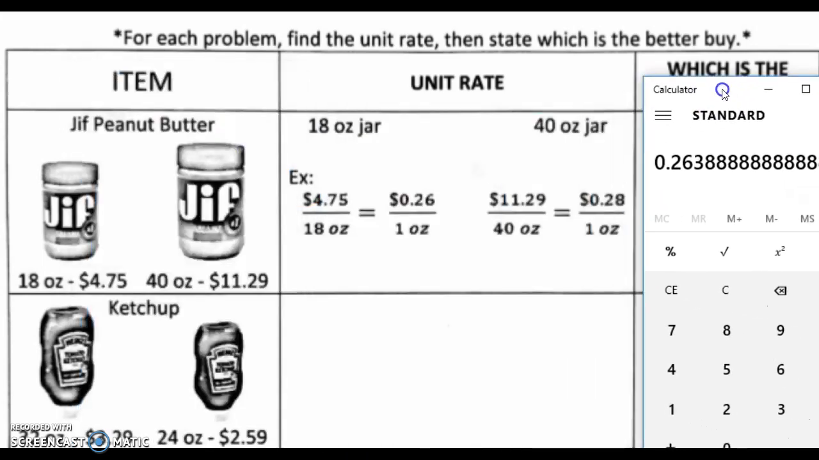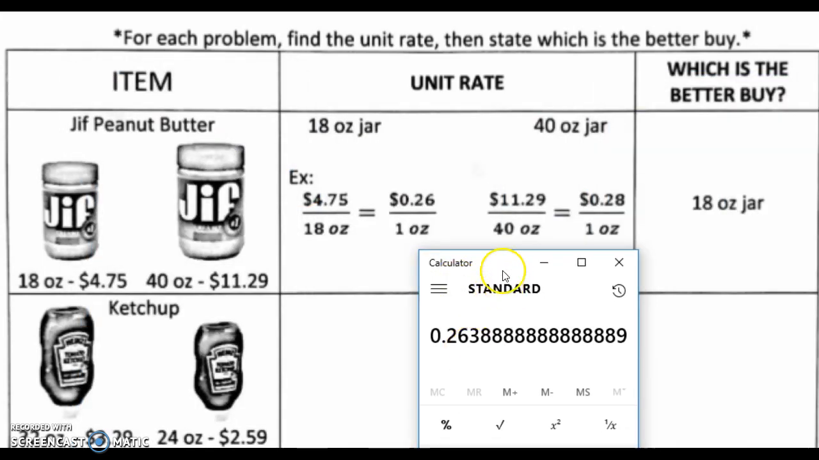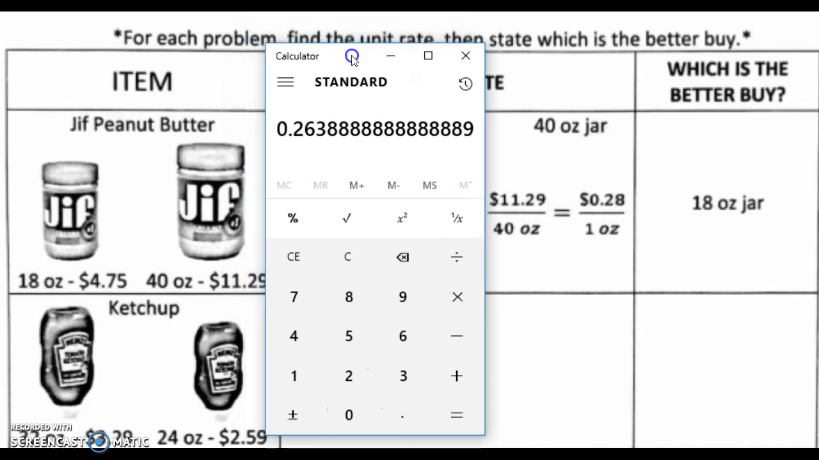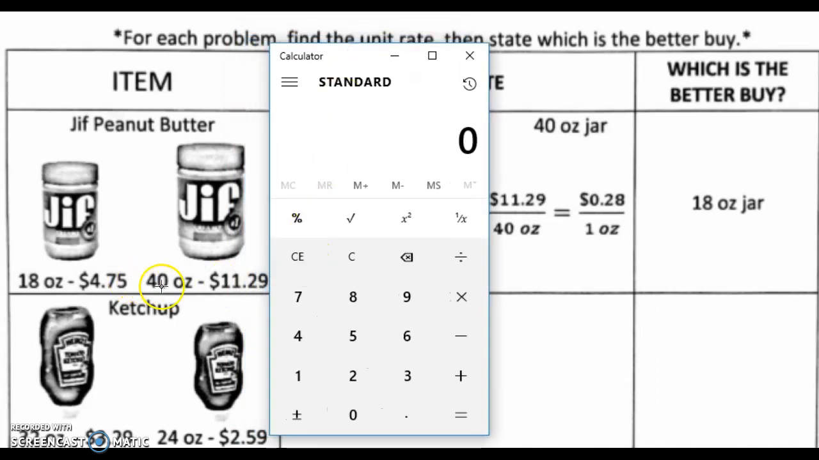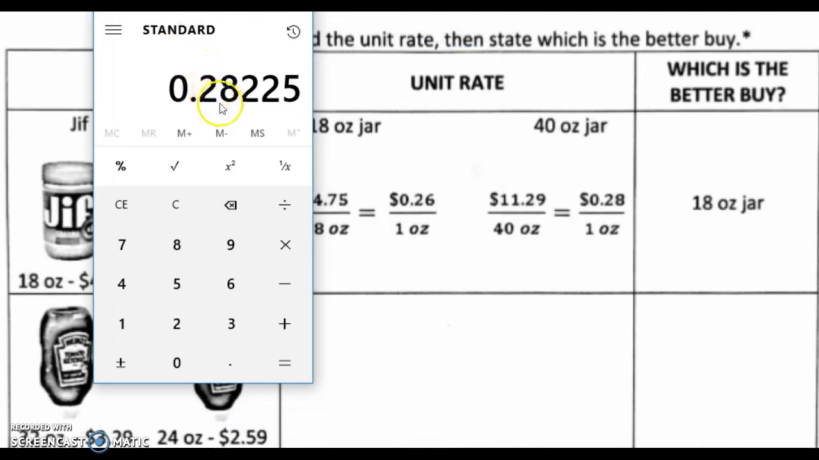So we're just going to do the same thing for the second item. And that one, if you look right here, is $11.29 divided by 40, because it's 40 ounces. And that number is 0.282. Since we're talking pennies, you only go to these two numbers, and this is below 5, so we're keeping this at 8. So we have 0.28, or cents per 1 ounce.